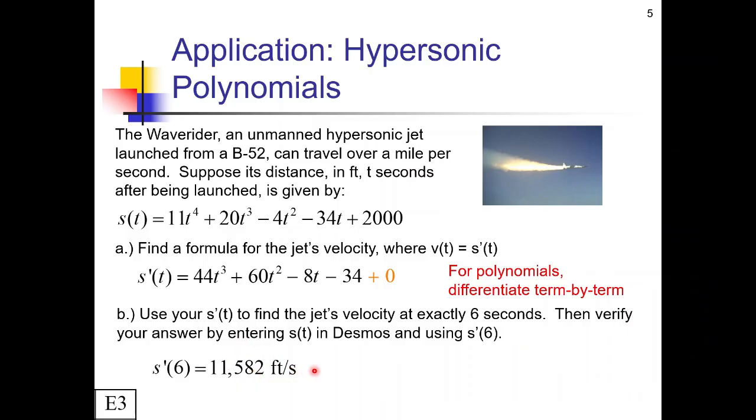And if you're curious exactly what that is in miles per hour, it's roughly 7,900 miles per hour.